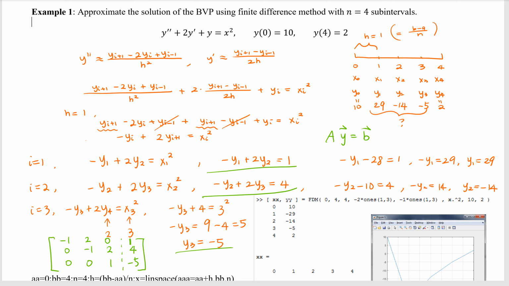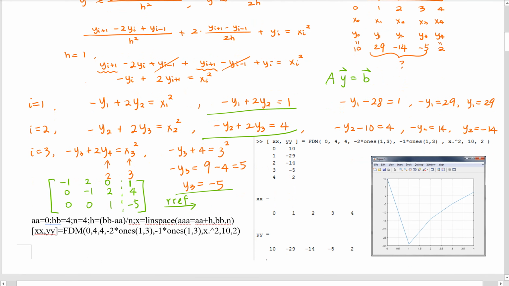And then you can use your calculator to do reduced row echelon form, RREF. Then you will get the answer for the matrix. So reduced echelon form will give you the resulting numbers here, and those are going to be our answers. So far, so good, everybody.